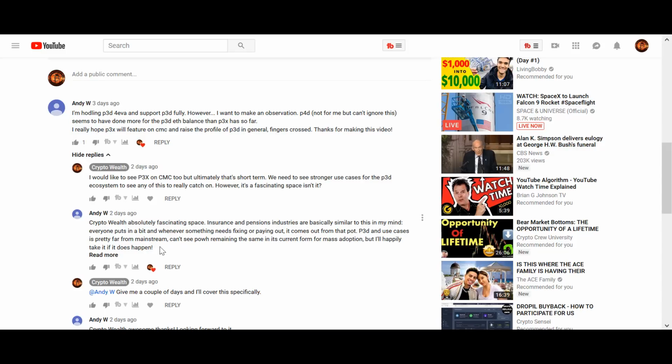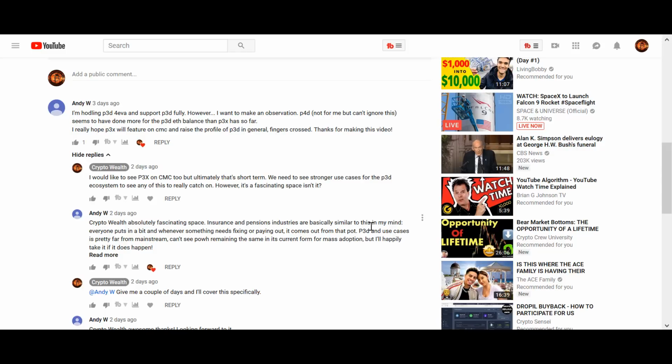P3D in use cases is pretty far from mainstream. Can't see proof of weak hands remaining the same in its current form for mass adoption, but I'll happily take it if it does happen. I agree with this. However, I think that's where P3X comes in, and I don't think P3X is the end. By the way, I think there'll be other tokens in the future that may offer use cases that will basically strengthen the use case for P3D. And I want to explain something right here.